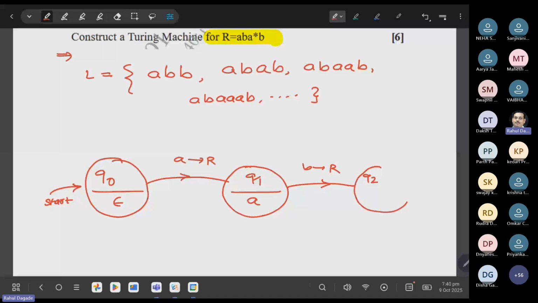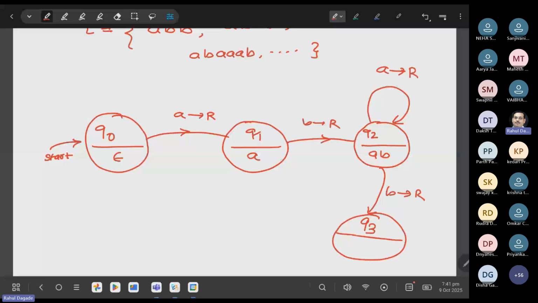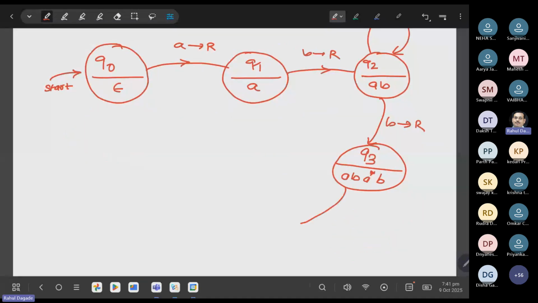Now in Q2 state, if I get a B, I'll move to the right and come to Q3 state, which indicates the state of AB A star B, indicating that it started with AB and now ending with B. और इसके बाद मुझे अगर blank मिलता है, with no movement of the pointer, I'll come to the halt accept. It's a final state.